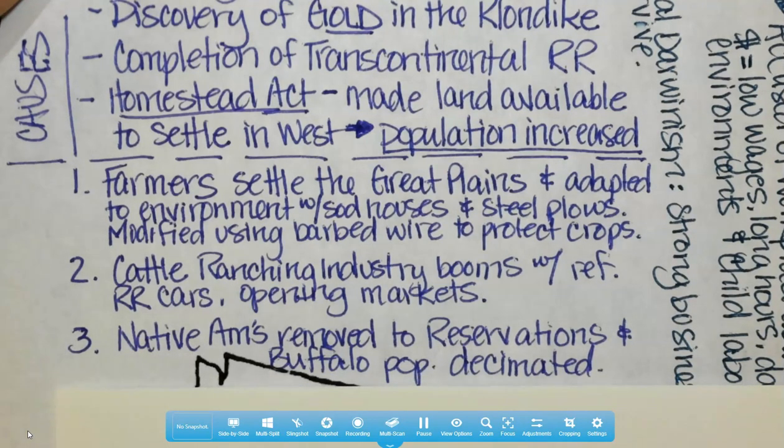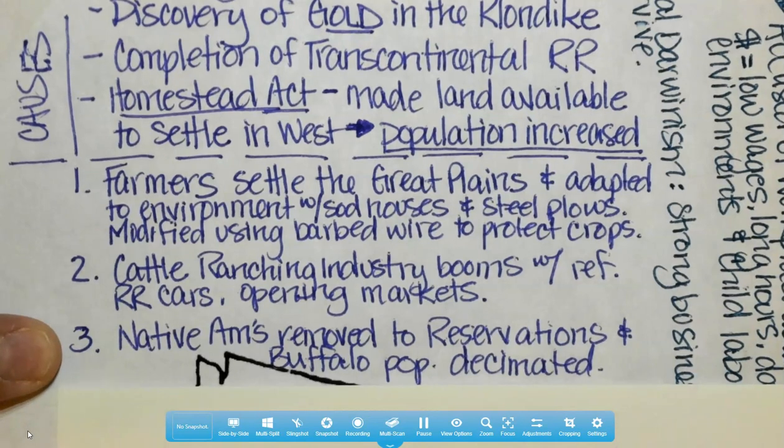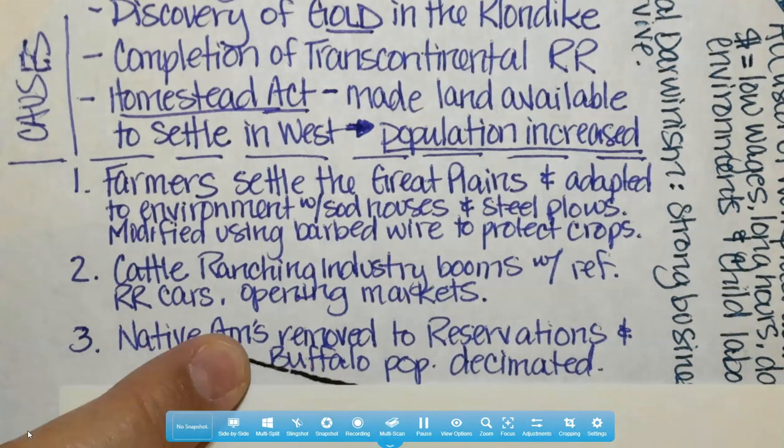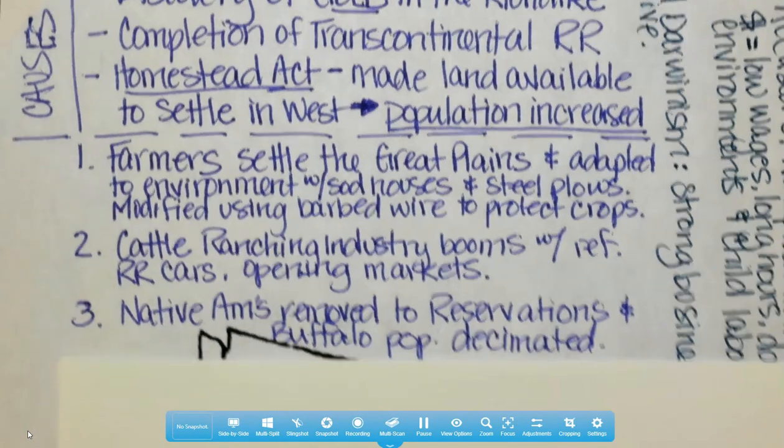The last thing, and technically this goes with the next part we're going to talk about: Native Americans were removed to reservations and the buffalo population was decimated. And this is going to be a cause and effect thing. Once the buffalo are gone, the Native Americans who resisted moving to the reservations didn't have a choice, because they relied on the buffalo literally to live. So when the buffalo are gone, they don't have a choice. They're going to have to move.